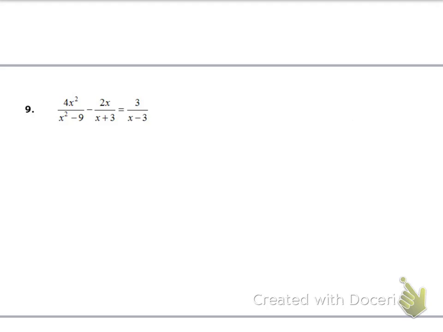Alright, my next one, we got some factoring. Let's bump that negative up. So I've got 4x squared minus 9, which multiplies to negative 9, adds to 0: 3 and negative 3. So plus that negative 2x over x plus 3 equals 3 over x minus 3. So it looks like everything's good on that left part. He's missing x minus 3 and he's missing the x plus 3. So I'm going to get a 4x squared minus 2x squared plus 6x when I distribute him, equals 3x plus 9 when I distribute him.